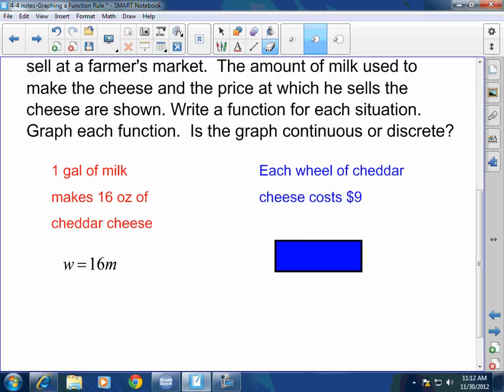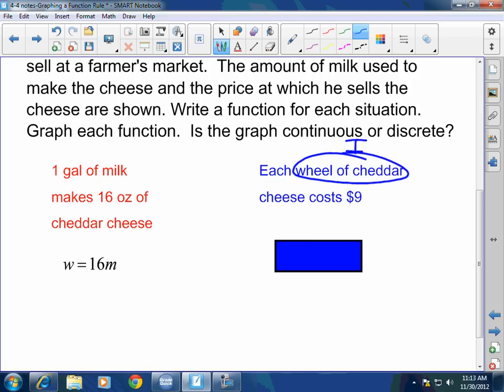Over here, each wheel of cheese costs $9. First, what's the independent and what's the dependent? Thank you. The independent is the number of wheels of cheese that I buy. Very good. What is the dependent? The cost. Very good, guys. Because the cost depends on how many wheels of cheese you're going to buy. So what would the formula be here?